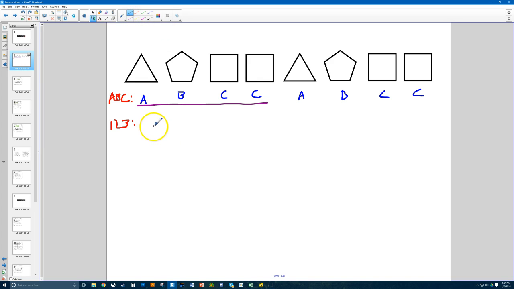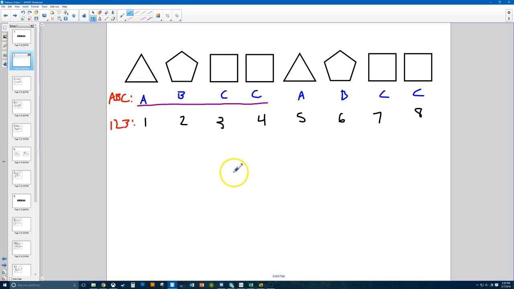Now there are a certain number of terms. The terms are the individual shapes in this whole pattern. The way you find them is you count them out. So this is term 1, 2, 3, 4, 5, 6, 7, and 8. And these 8 terms make up our pattern.